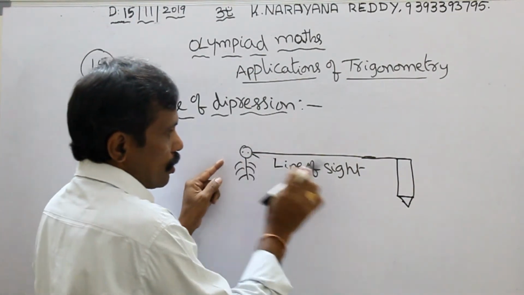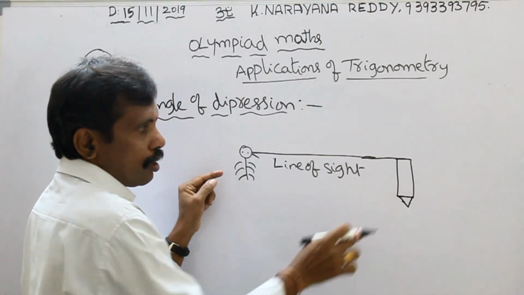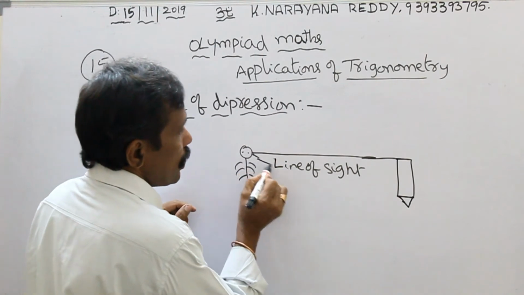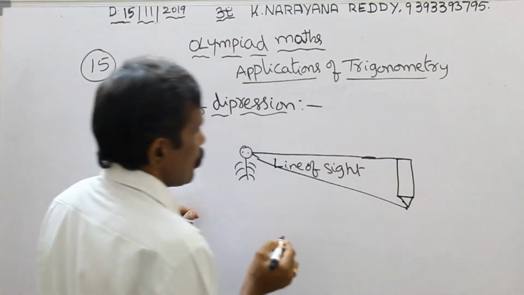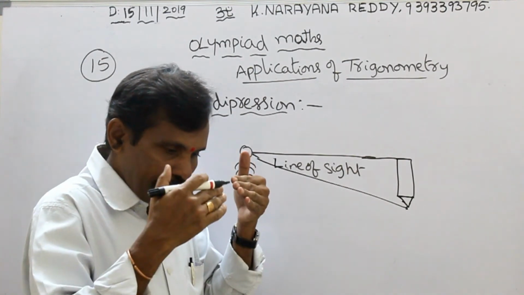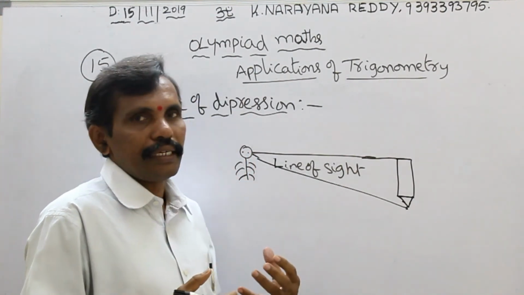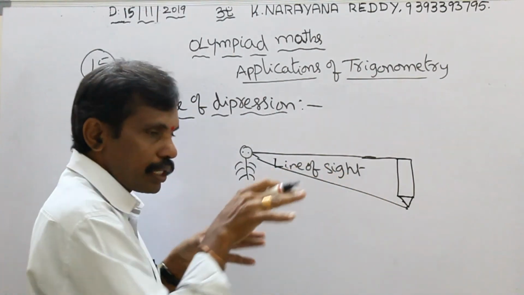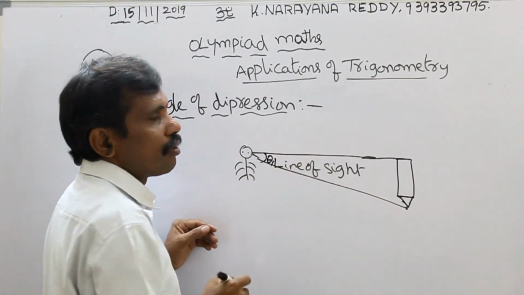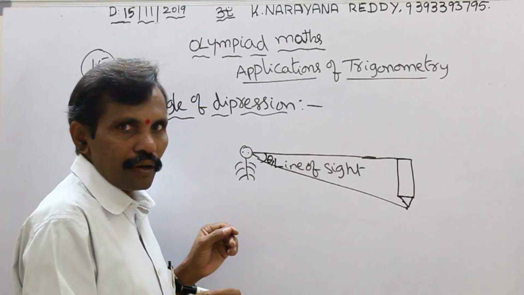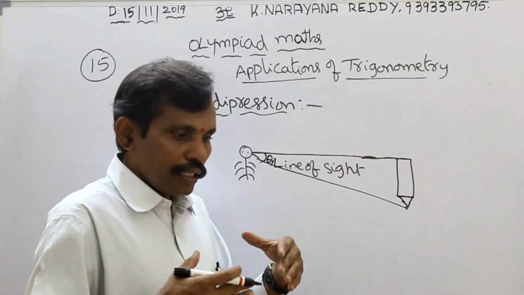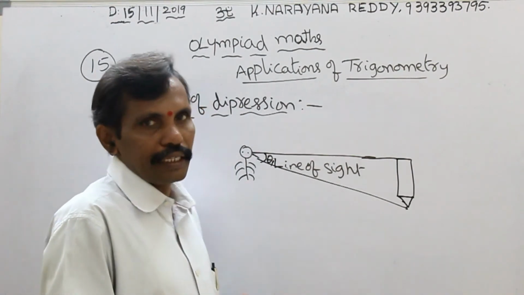Observing this person lowering his head to see the object, to look at the object. So, the person is lowering his head to look at the object, for observing the object. That type of angle is called the angle of depression. Okay? So, the angle of depression decreases whenever the observer lowers his head.